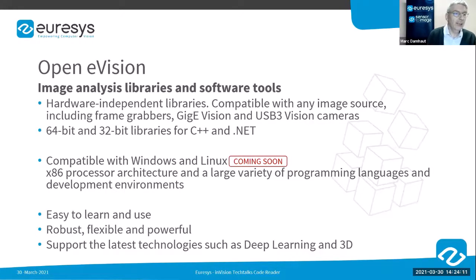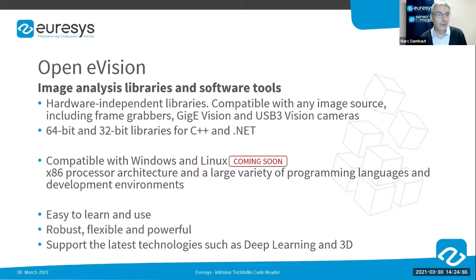OpenVISION is a set of hardware independent libraries that provide image processing and image analysis services. You can see that compared to the other presentations we have today, it's a bit different. We sell a component. We don't sell any complete solution or complete system at Euresys. We sell specialized software for image analysis and processing. OpenVISION is compatible with any image source. This includes cameras connected to frame grabbers, GigE Vision cameras, USB3 Vision cameras, or scanners.